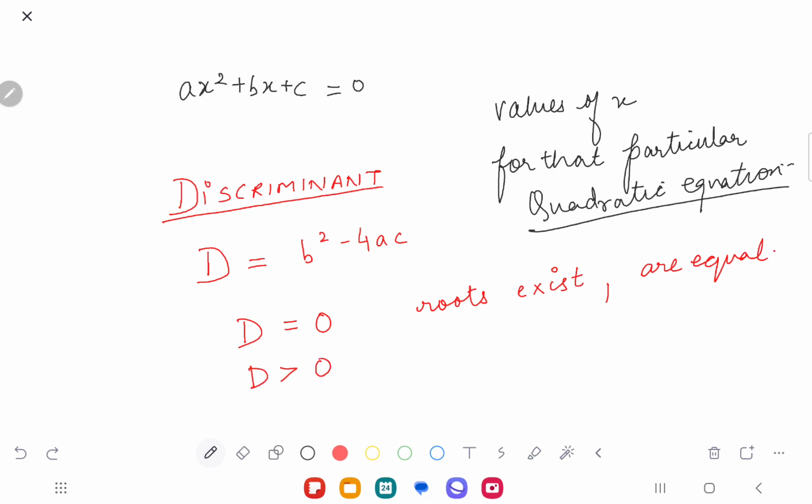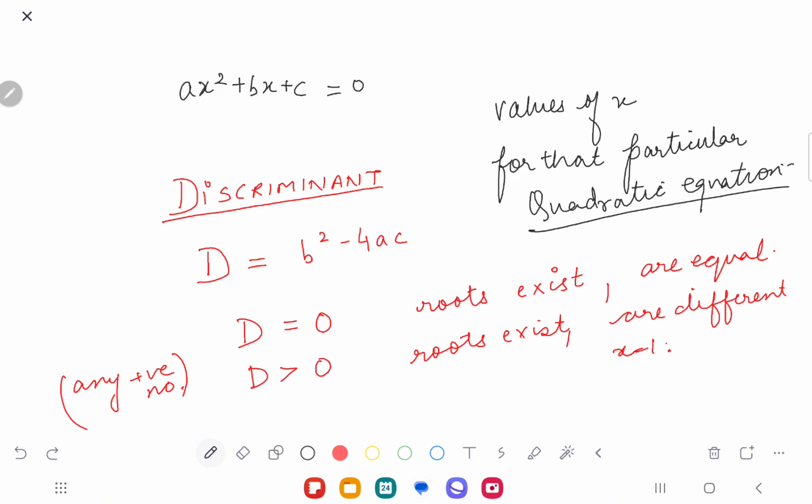If the value of discriminant is greater than 0, that means any positive number, you will say that the roots exist, but the roots are different. That means if one value of x is 1, the other value of x would be 2. The two different values of x are there. And if roots are equal, that means x is equal to 1 and 1, so both the values of x are coming out to be 1. So this is called discriminant.